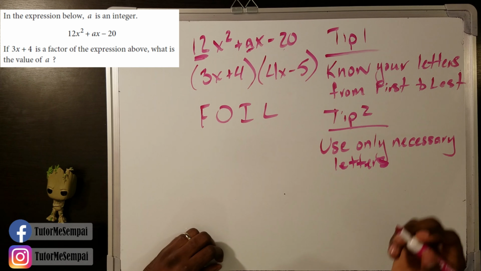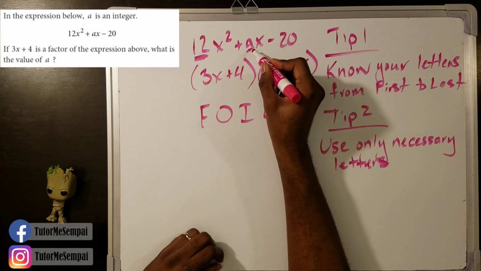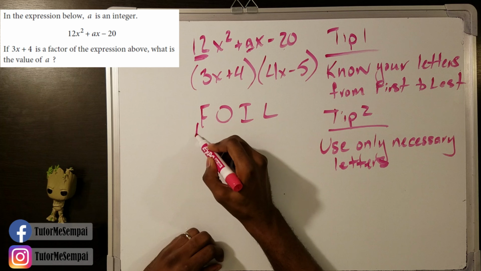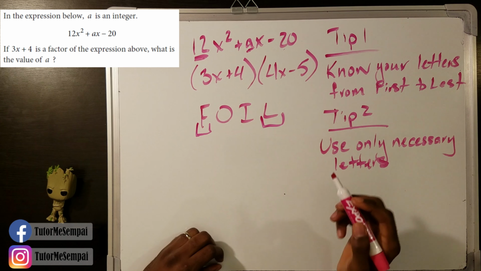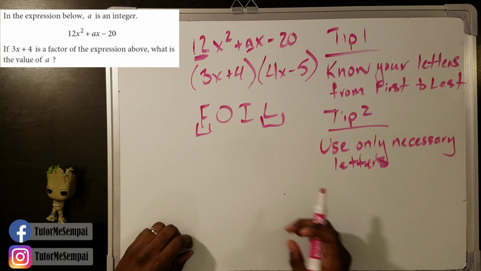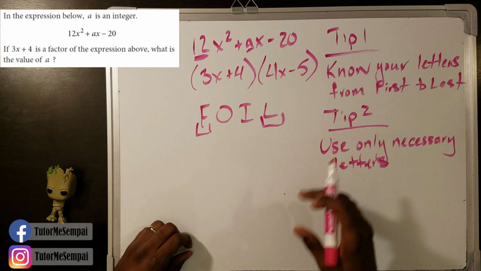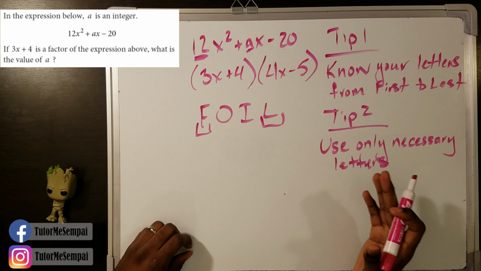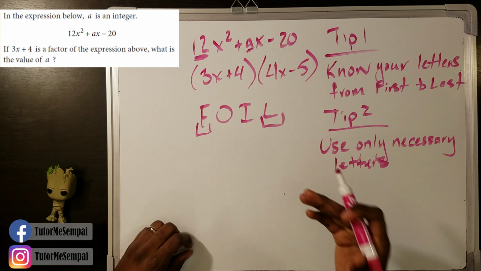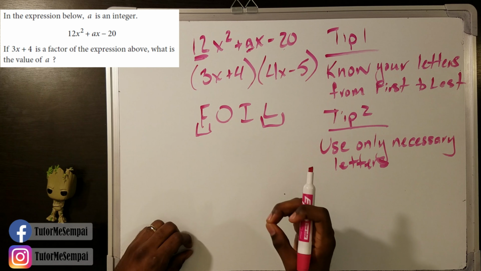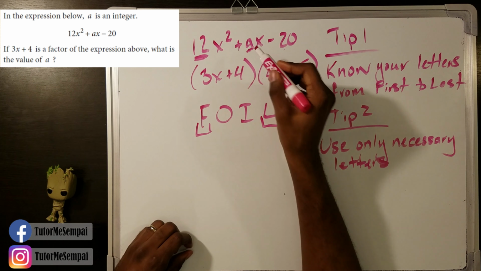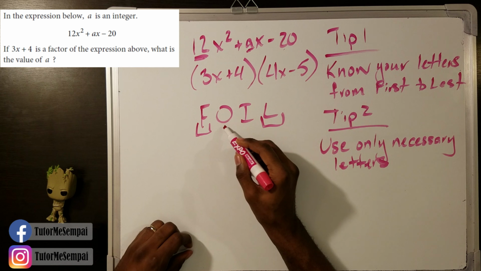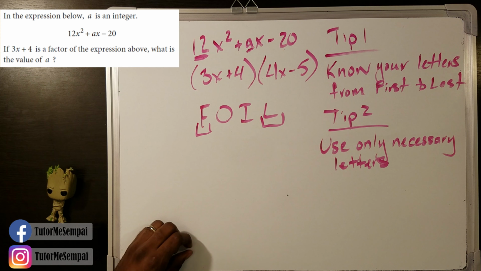Use only the necessary letters. We're only trying to find this a here. So why should we have to do the F or this L when we're trying to multiply this out? Are we going to FOIL everything out? No, that's too much work and that's too much time wasted. Focus just on the necessary letters. In order to find this a, we know that's going to be a result of our outer and inner. So let's just go straight to those.